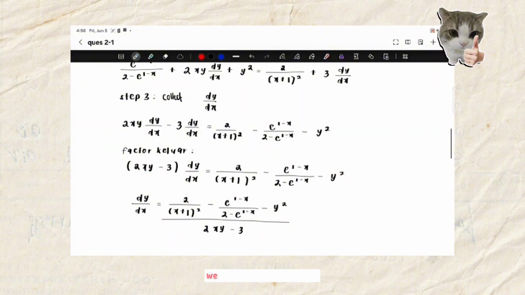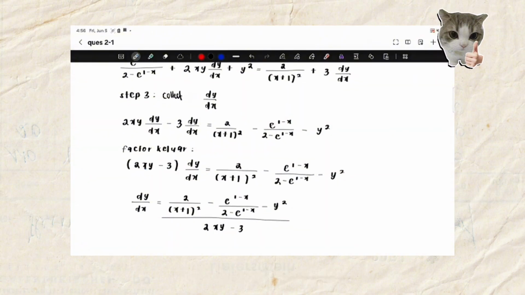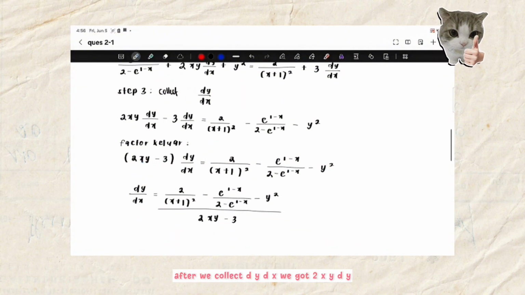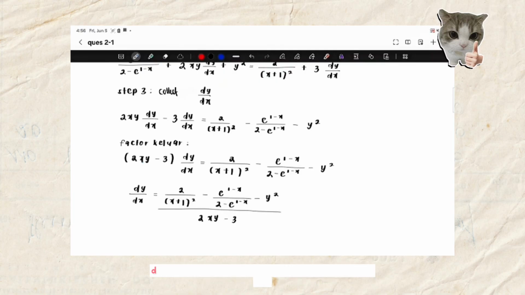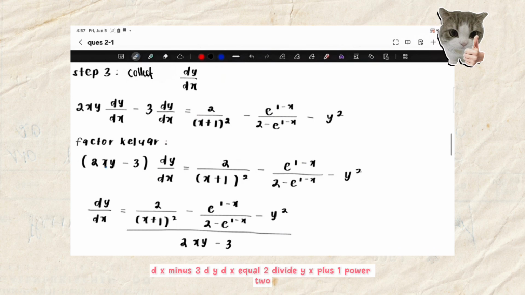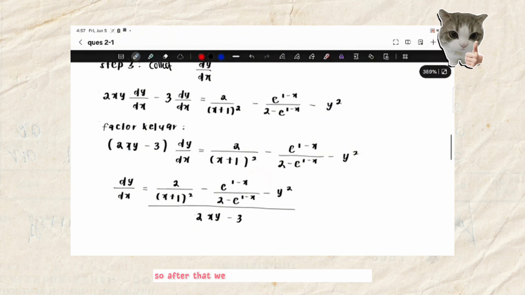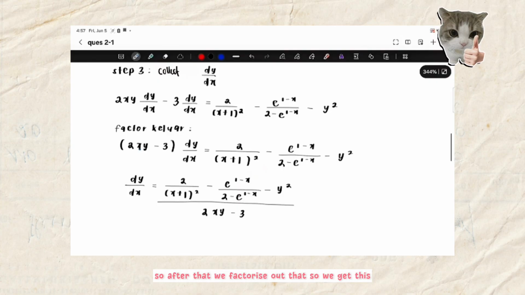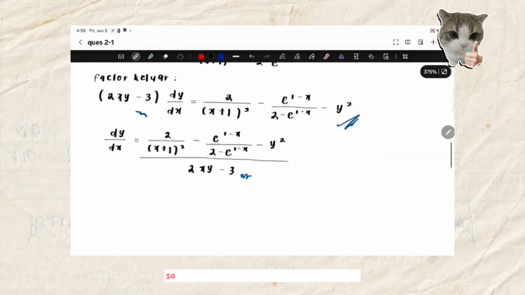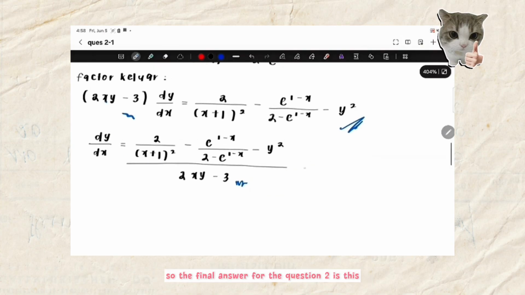So step 3, we collect the dy/dx terms. After we collect dy/dx, we got 2xy dy/dx minus 3 dy/dx equals 2 divided by (x plus 1) to the power of 2. After that we factorize it out, so we got this. So the final answer for question 2 is this.